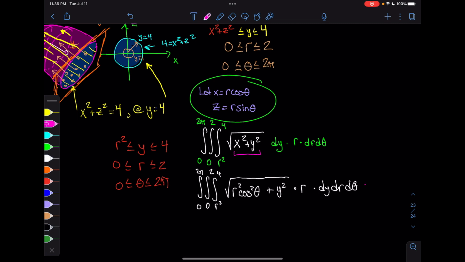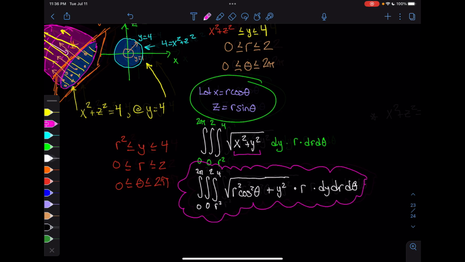This is our setup. And if we have a quiz or something like that, and you're wondering how many points you're going to get for doing this, a lot. If you get here, you're doing great, all-star, 8 out of 10 points minimum. Doing the integral is cool, but getting this setup is really important.